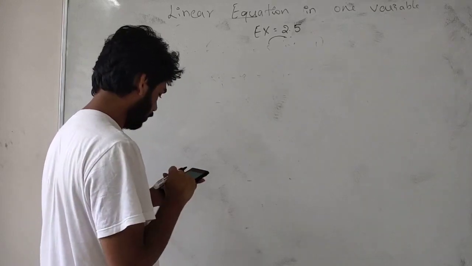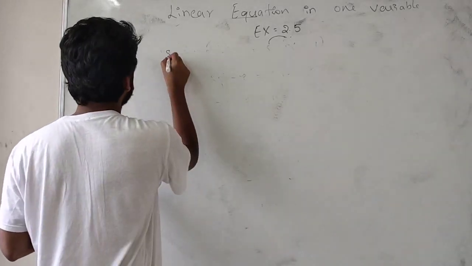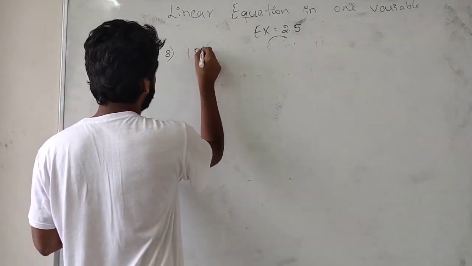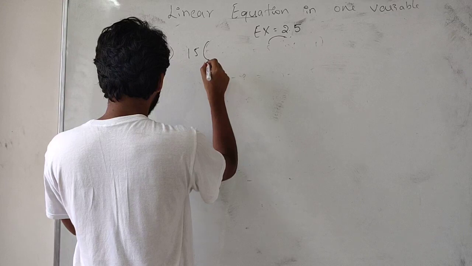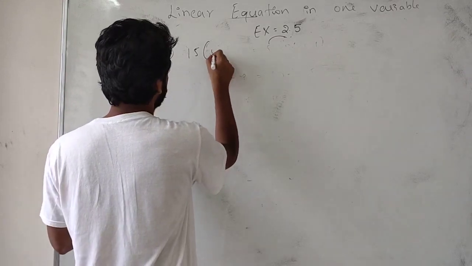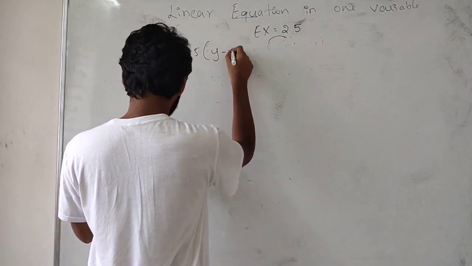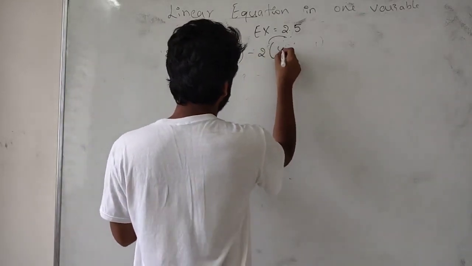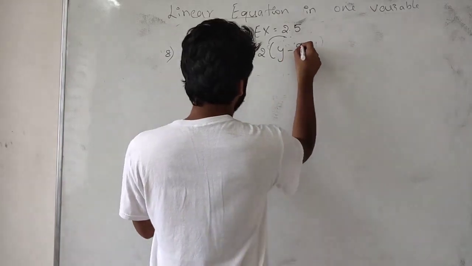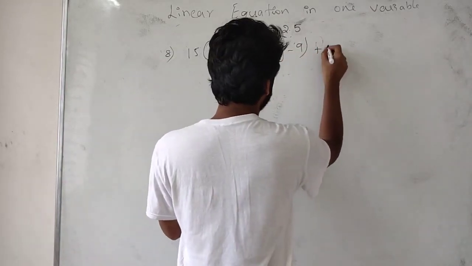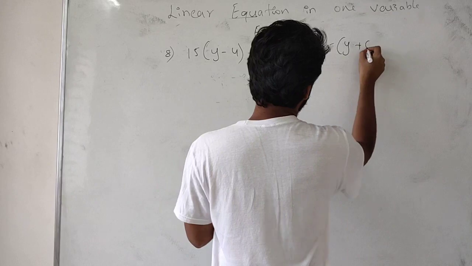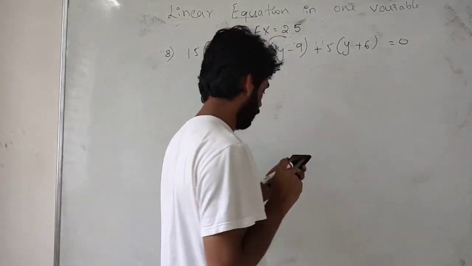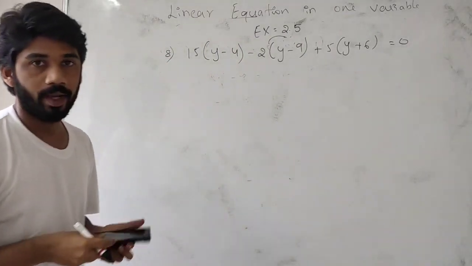So t is minus 2. Okay, next problem. Eighth one. The question is 15(y minus 4) minus 2(y minus 9) plus 5(y plus 6) is equal to 0. We have to find the value of y.